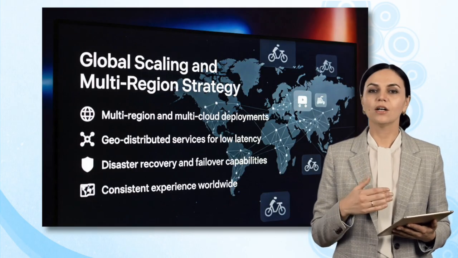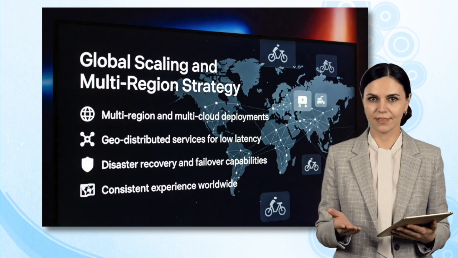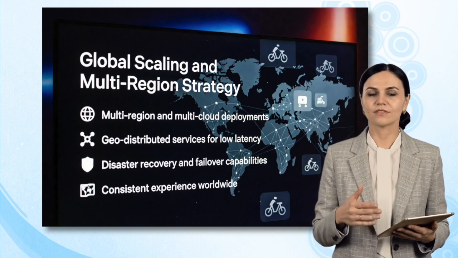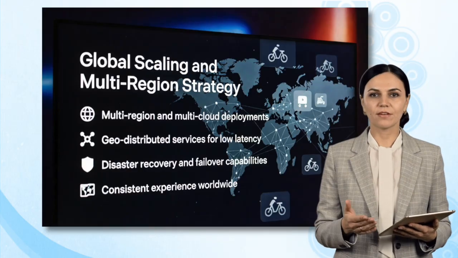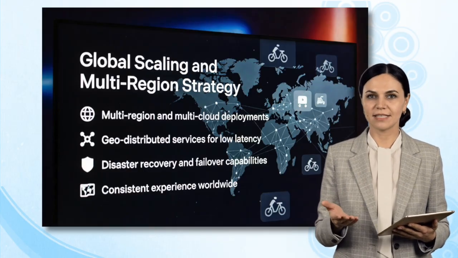Uber operates in hundreds of cities across continents, requiring true global scale. They run services across multiple regions and even multiple clouds for resilience. Traffic routing and data replication ensure low latency and high availability no matter where users are located.